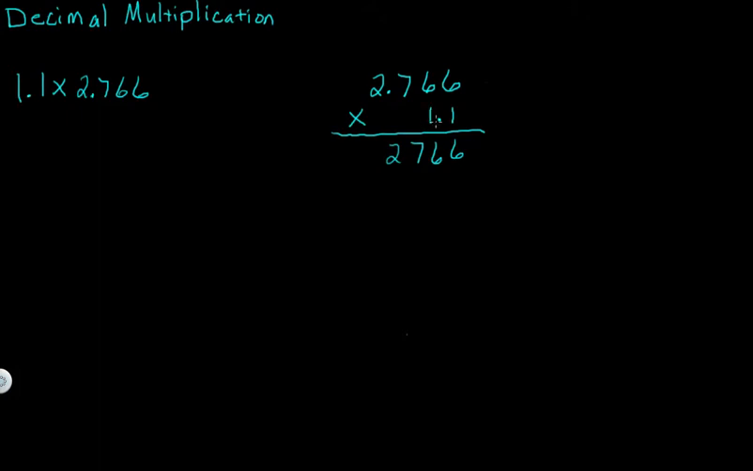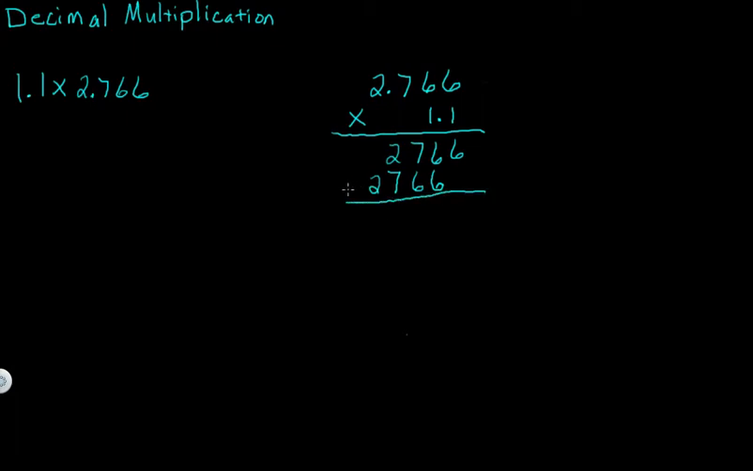Now we go to this one and we're going to start multiplying, but we're going to indent, meaning we're going to skip this space. So we're going to start here. So here 1 times 6 is 6, 1 times 6 is 6, 1 times 7 is 7, and 1 times 2 is 2. All right, so now we're aligned differently here.